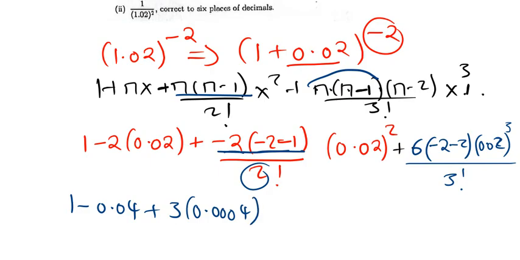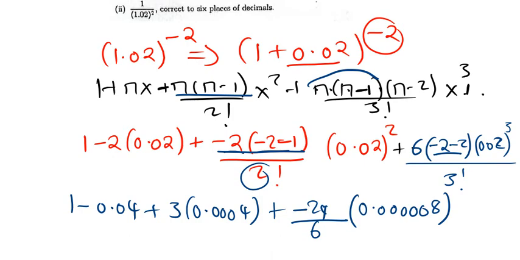Okay, plus, now negative 2 minus 2 is minus 4 times the 6, gives us negative 24. 3 factorial is 3 times 2 times 1, which is 6. And then don't forget we have 0.02 raised to the power 3, which is 0.00000. How many zeros are there? That should be 5 of them. Now at that point, that value is supposed to be divided by 6, multiplied by negative 24, added to 3 times 0.0004, and then minus 0.04 plus 1.